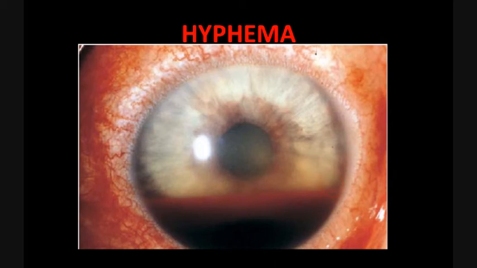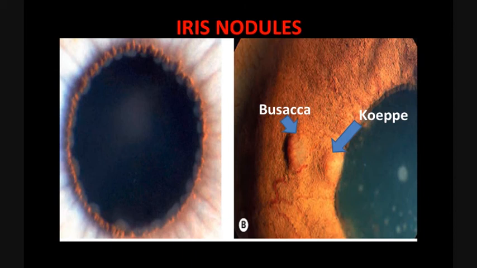The sign is called Amsler's sign. Remember iris nodules? There are two types of nodules: Koeppe's nodules, which are seen over the pupillary border of the iris, and Busacca's nodules, which are seen in the mid-iris region. Festooned pupil: when there is posterior synechia, on giving a mydriatic the pupil will dilate, thereby forming an irregular-shaped festooned pupil.